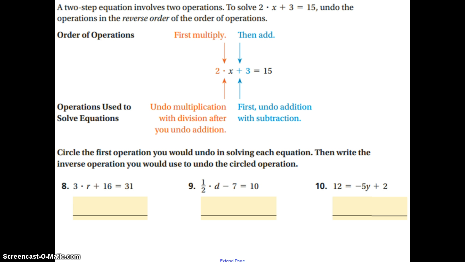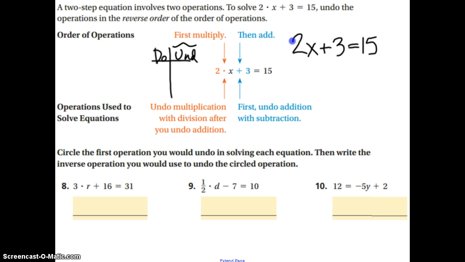All right, here's just a little slide. We're not going to write down everything, but we will write down some stuff. A two-step equation involves two operations. To solve 2 times x plus 3 equals 15, you undo the operations in reverse order of the order of operations. So first of all, oftentimes this would be written as 2x plus 3 equals 15. And a lot of times you guys are like, I don't know what that 2 is doing to the x. Well, it's multiplying it.